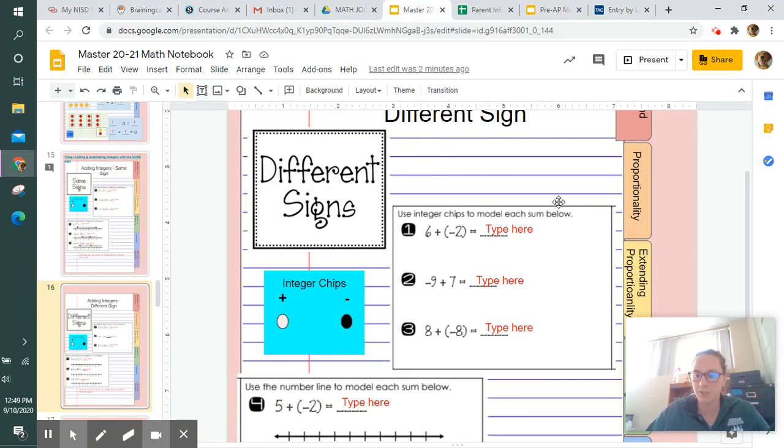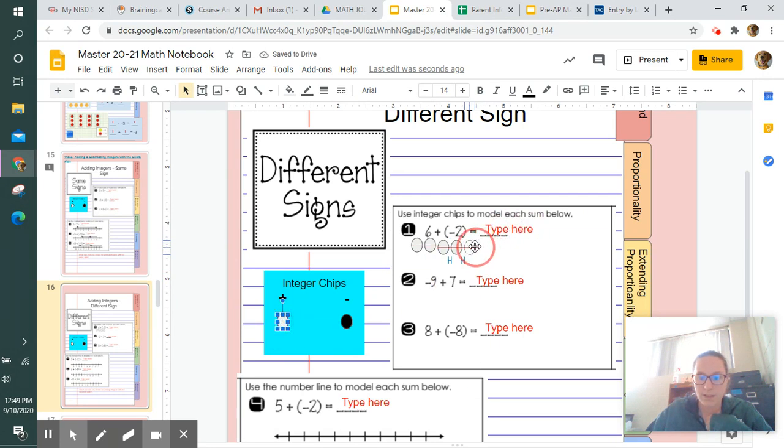Okay, so we're going to start off just like we did yesterday with the integer chips. So we're going to look at the first question. It says 6 plus -2. So the first thing we're going to do is add 6 of these positive integer chips because our first number is +6. So 2, 3, 4, 5, and 6. And then our second number is -2. So that means just below it, we're going to put 2 negatives.